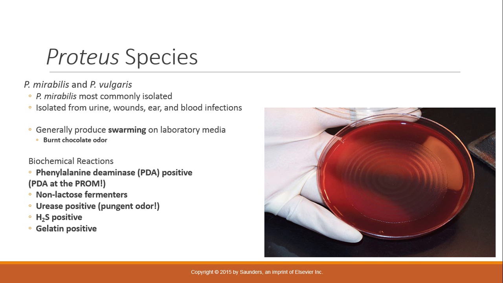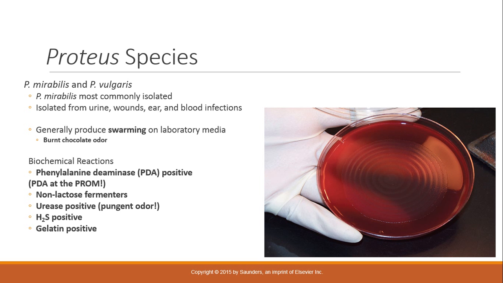So here, if we took a loop, touched a colony and touched it in the center of this plate and then didn't streak it out, just stuck it in the incubator, the Proteus will swarm out. See the concentric circles? It just takes over the entire plate. It'll grow over everything. So it's very difficult to isolate a colony because Proteus will grow over everything on the plate. So you have to use selective agar to isolate your Proteus when it swarms.